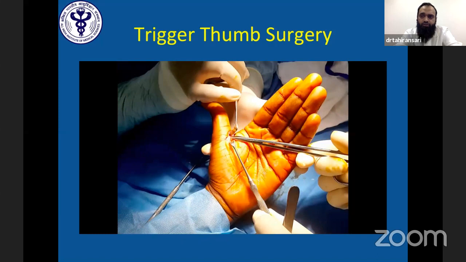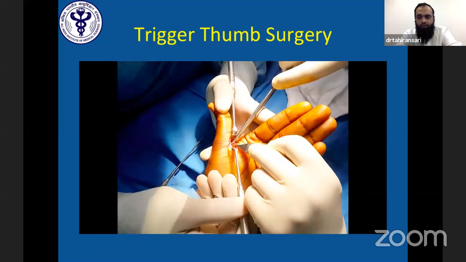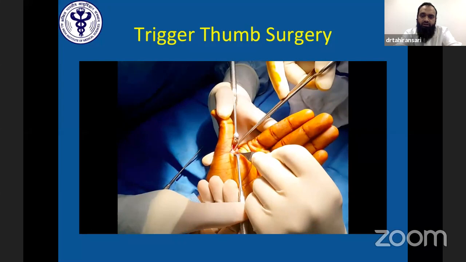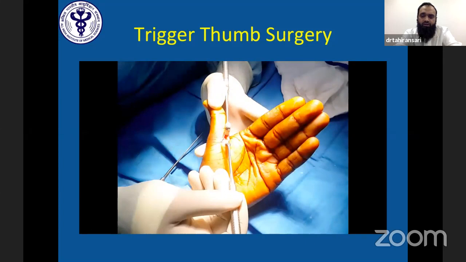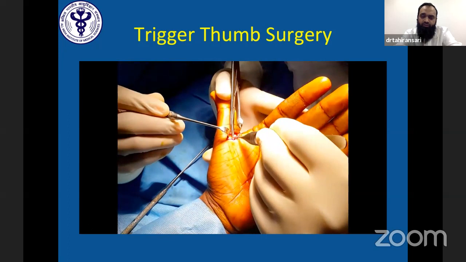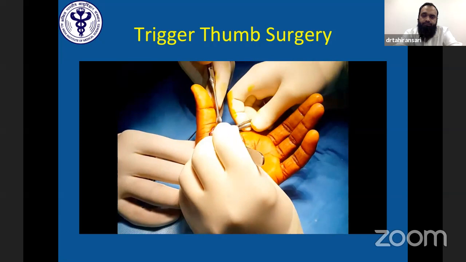You can use sometimes an elevator or olive green where you can. Now I'm removing a part of pulley and tenosynovium. You have to be very careful. Don't hurry up. These surgeries are important. Every patient is important. I'm removing a part of A1 pulley. Then deliver the tendon out.